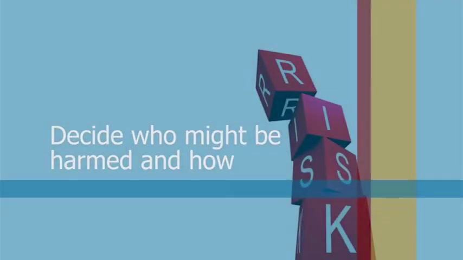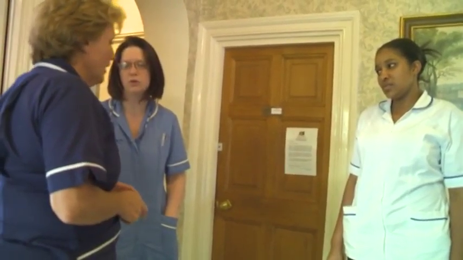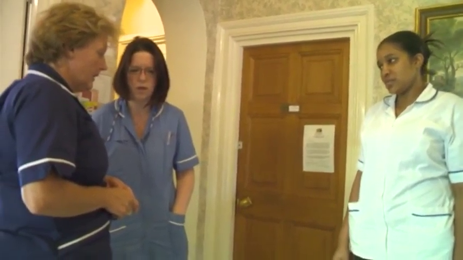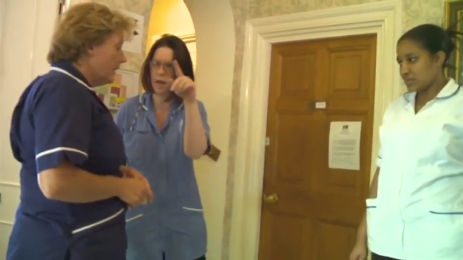Decide who might be harmed and how. Now that hazards have been identified, it is necessary to determine who might be harmed and how. It's important to include all groups of people who may be at risk, for example, ancillary staff, gardeners and visitors. By identifying all the groups at risk, it will be easier to assess the risk and take further steps to minimize this.